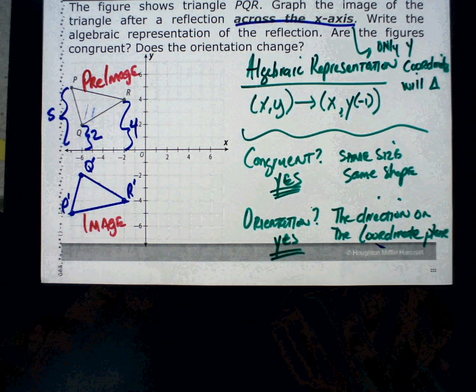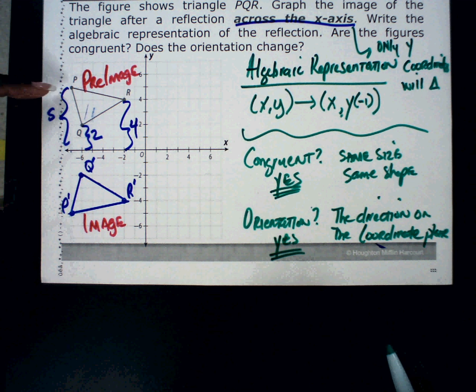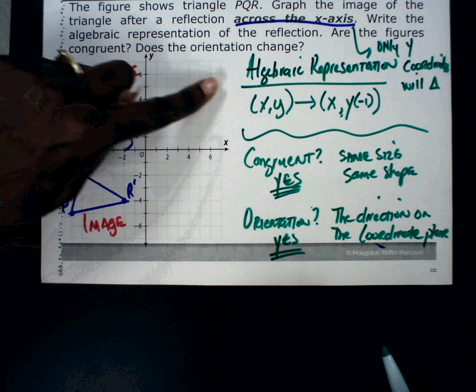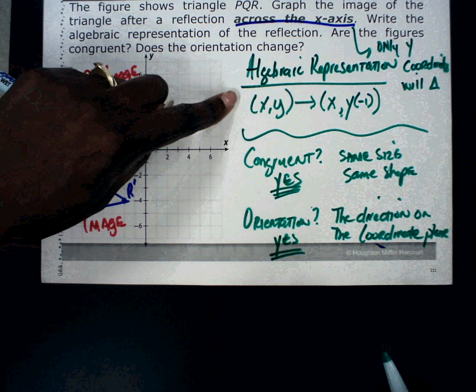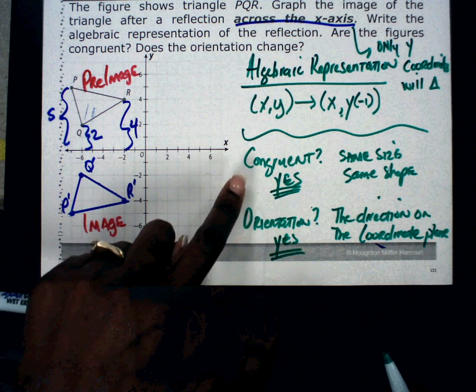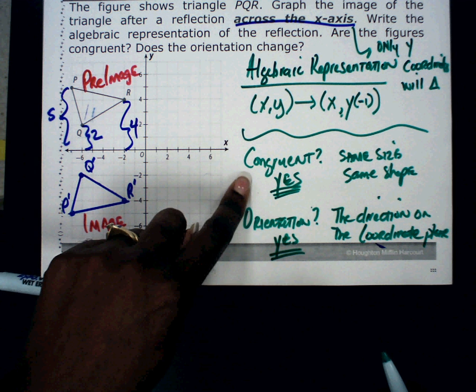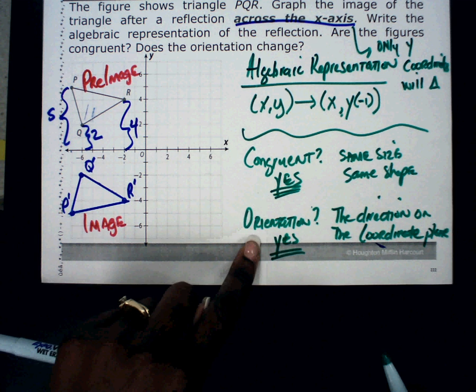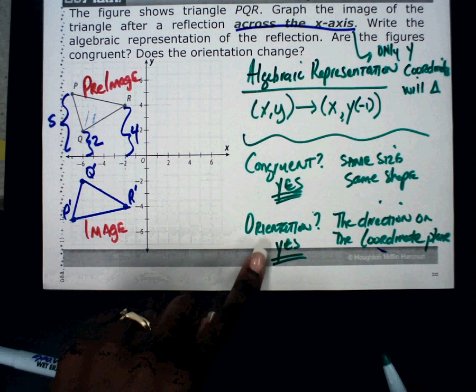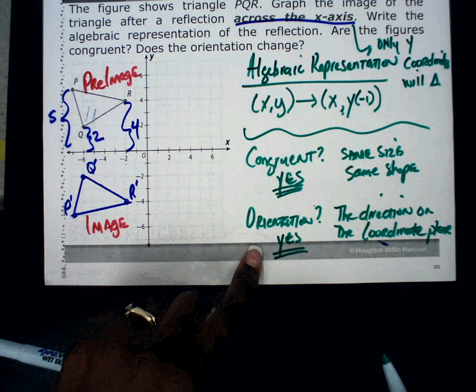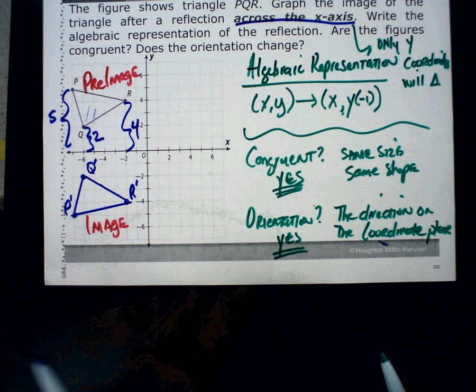Okay, so we've actually reflected this figure across the x-axis. We've written the algebraic representation, and then we've determined that the congruency is yes, both figures are congruent, and we want to know if the orientation, or the direction of the figure on the coordinate plane, did it change? And the answer is also yes. Excellent.